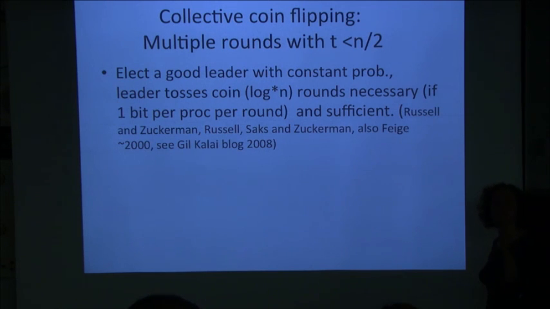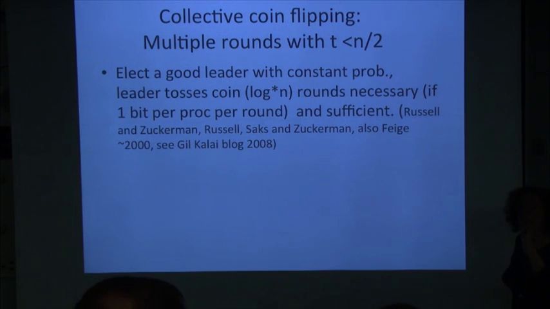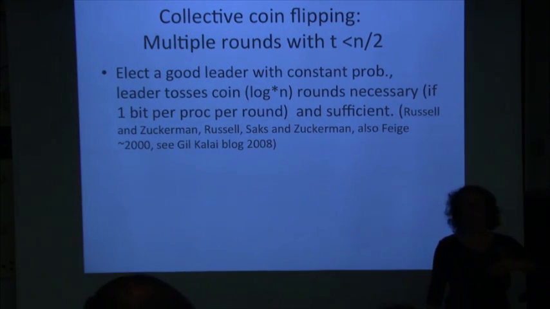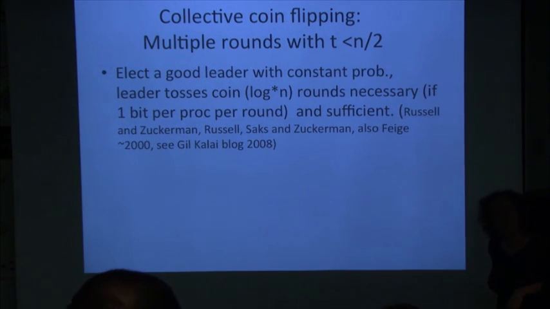The goal is to pick a leader, and then the leader can flip a coin. So I'm just asking, what is the problem? So here they're trying to elect a good leader. Okay, so they're actually trying to do a coin flip too, but their way of doing it is to elect a good leader who flips a coin.